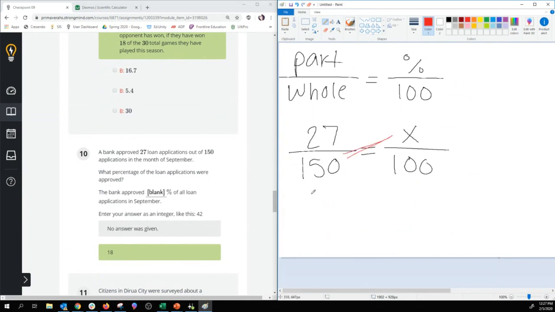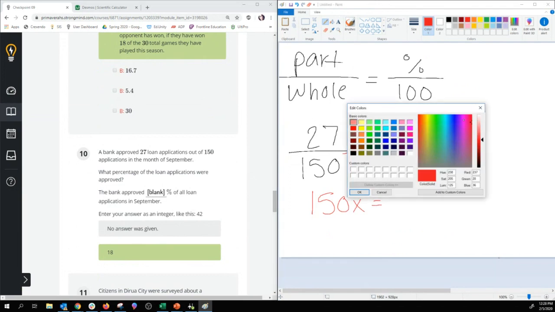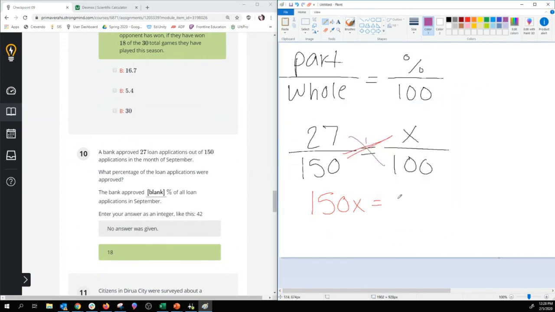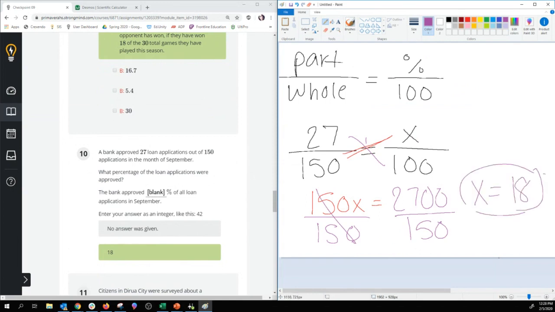Then we can cross multiply. So 150x is equal to 2,700. Divide both sides by 150 to get x by itself. And x is going to equal 18, which means that 18% of all applications in September were approved. So 18, yes, exactly. Don't put the percentage sign though, just put the number 18.